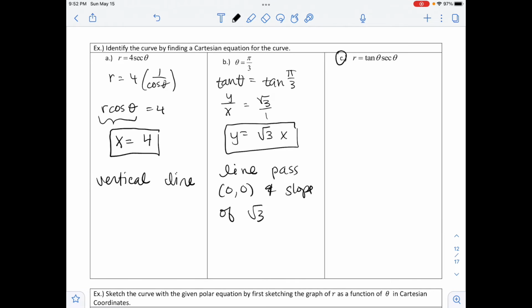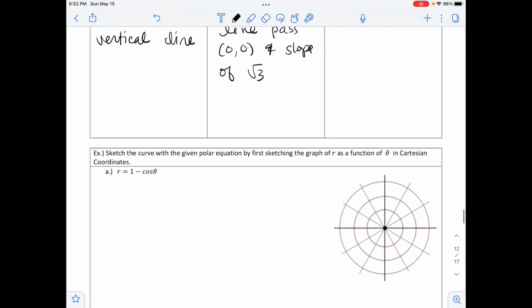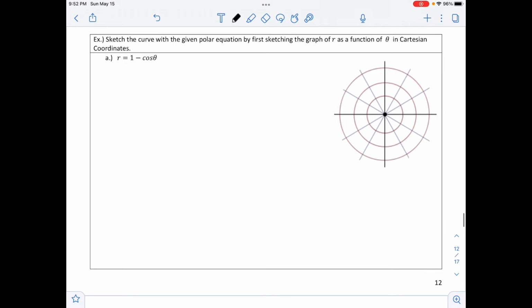So part C, we're going to work on together in class, but if you notice there is a tangent theta, secant theta, so a good idea would be to change everything into sines and cosines, so definitely give it a try on your own. The example right below this says to sketch the curve with a given polar equation by first sketching the graph of r as a function of theta in Cartesian coordinates. So we have r equals 1 minus cosine of theta.